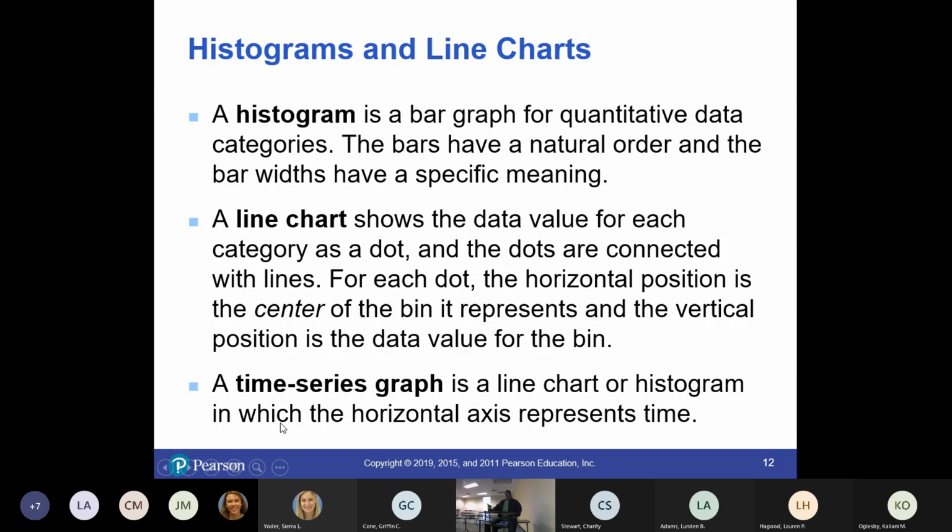A chart or histogram in which the horizontal axis represents time. I'm not going to test you on that. I will test you on a line chart though.